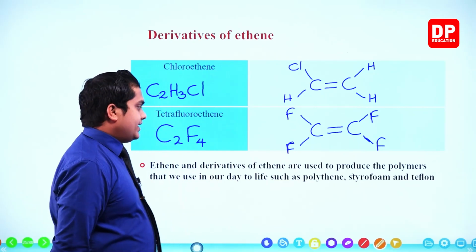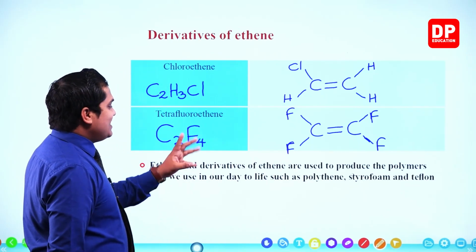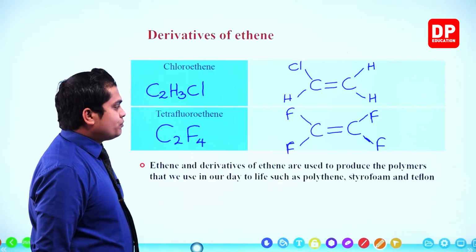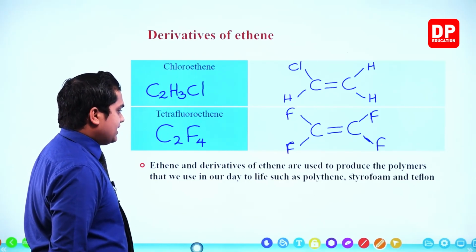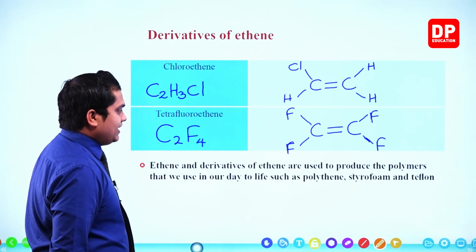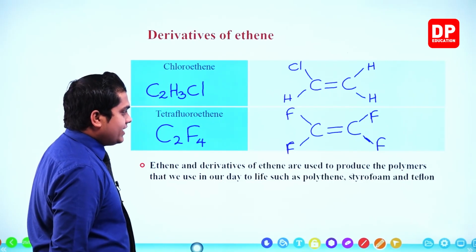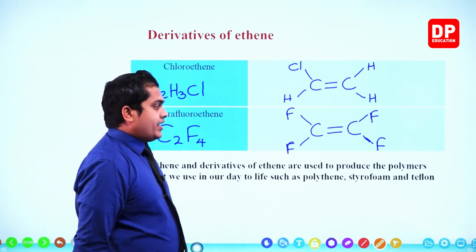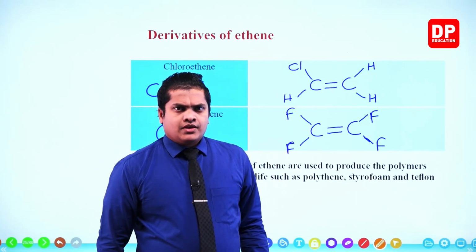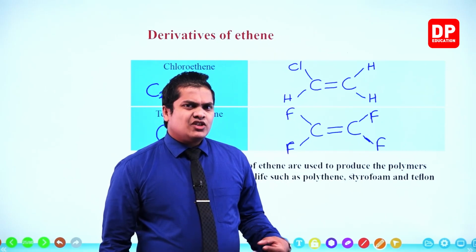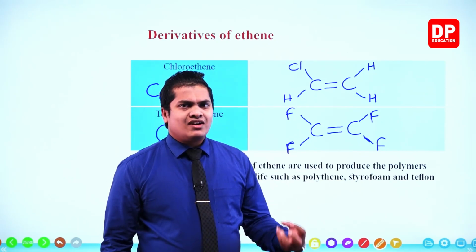Okay. Right then. Ethene and derivatives of ethene are used to produce the polymers that we use in our day-to-day life, such as polythene, styrofoam and Teflon. Now, my dear children, about the polymers. These substances are used to create polymers in our day-to-day life.